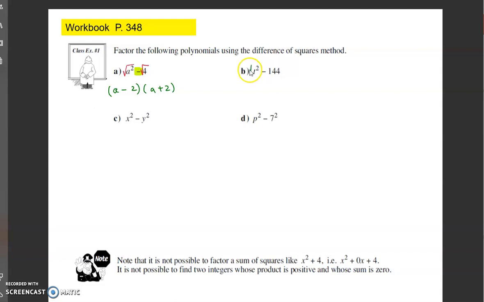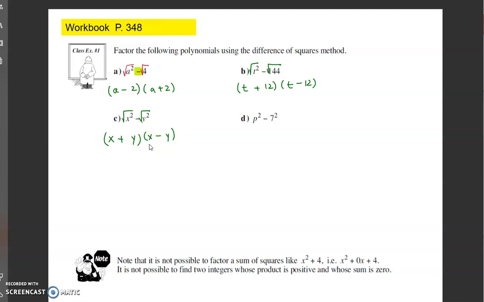Okay, so again, can I do a square root of these two? Well, yes, t squared becomes t, and 144 becomes 12. So if I write that twice, and then one positive, one negative. So you'll notice it doesn't matter which one you put first. Okay, next one here, square root, yes, x squared is x and y squared is y. So we write that twice, one positive, one negative.